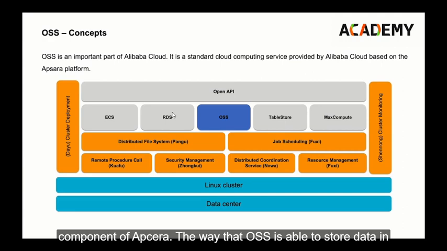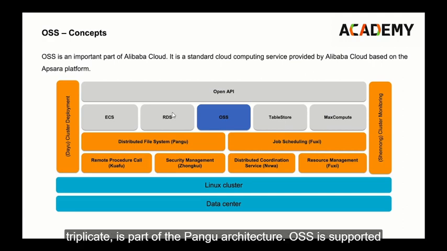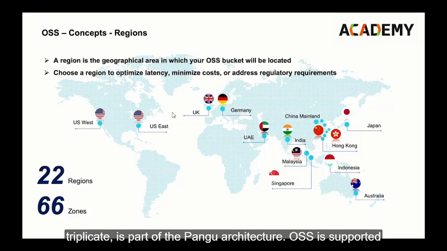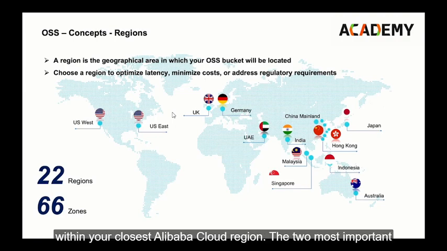The way that OSS is able to store data in triplicate is part of the Pangu architecture. OSS is supported across all 22 Alibaba Cloud regions and all 66 of our zones worldwide. So wherever you are, you'll be able to find OSS within your closest Alibaba Cloud region.